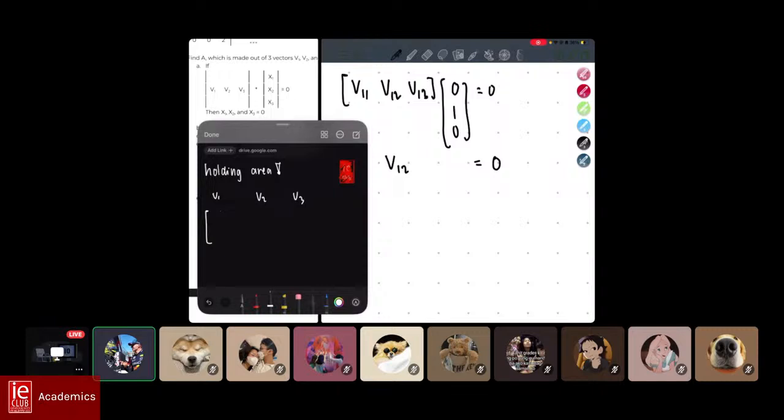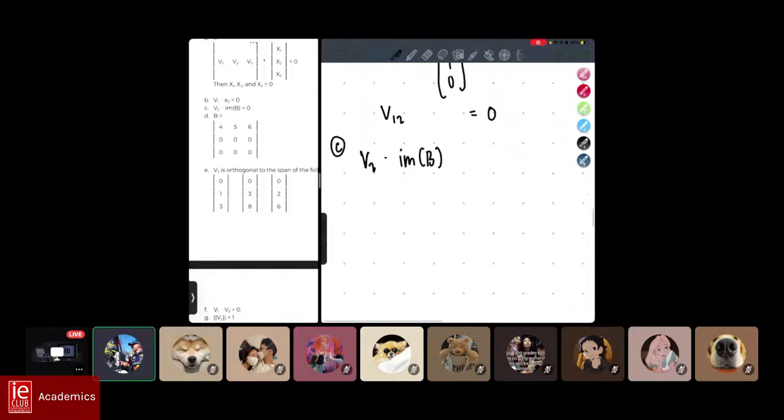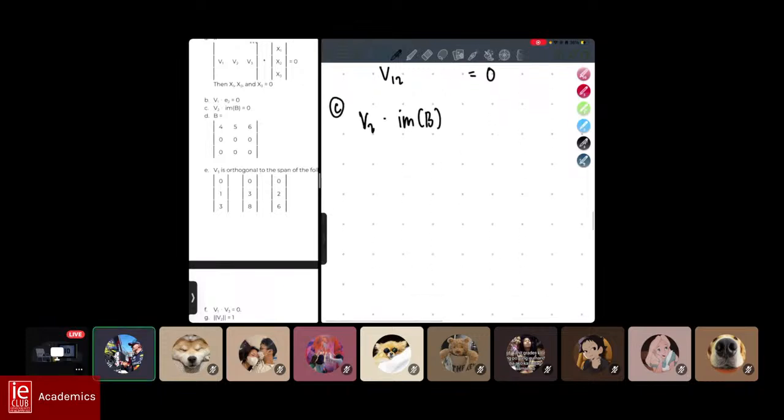So now we have info for v12. We know it's 0. Okay. Yeah. So that's for the second piece of info. For C naman, v2 times the image of B is equal to 0. Nakaturo lang nito. The image is basically, okay, I have to explain this for the Nasty kids pala. Kasi this is kanina lang.